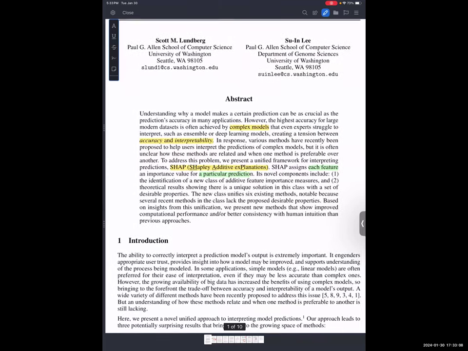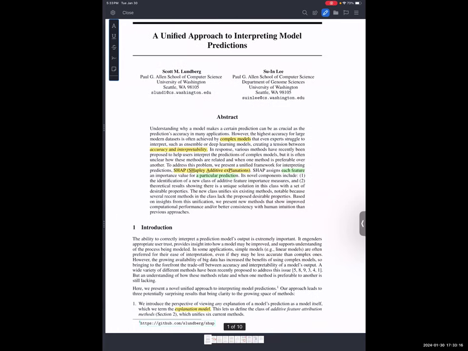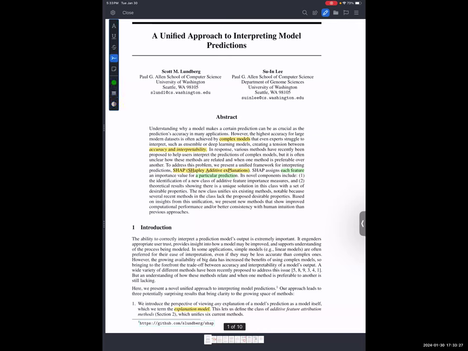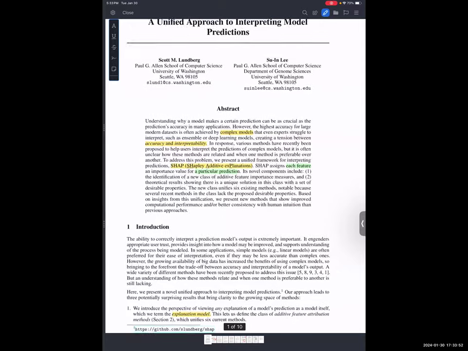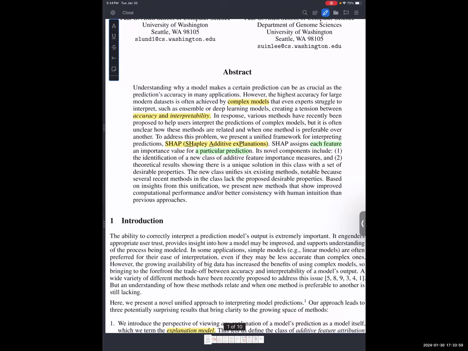This is a paper about how to interpret models in machine learning. Although the title says interpreting model prediction, I guess that's correct because the model can be a linear model, which is very straightforward. It doesn't have to be a complex model. Even though we use it quite a lot for machine learning, it's actually applicable to simple models. Of course, it's more useful when the model is hard.